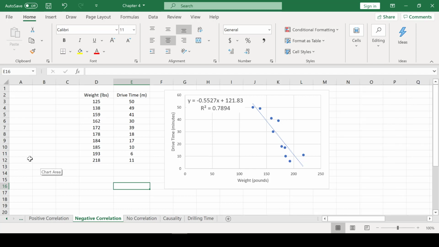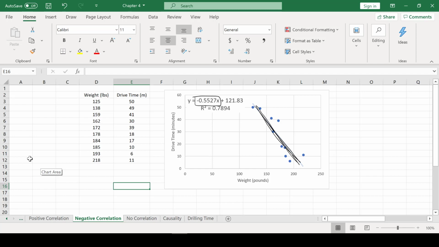So notice in this particular case, I have an R squared value. That's a value that's telling me how good a job this line does matching the data. And notice I have a negative slope on the equation for my line. That means there's a negative correlation. This line here that describes this data is going down.